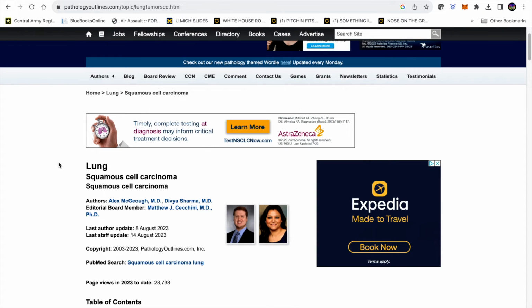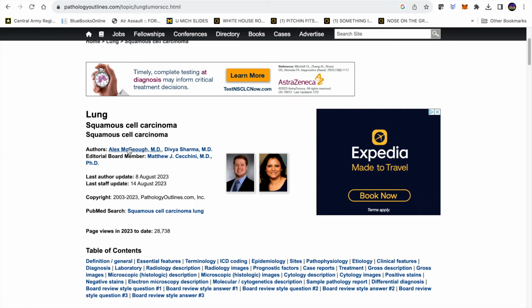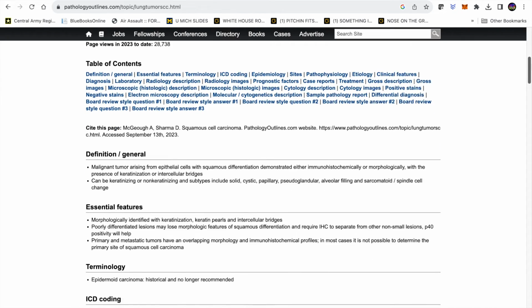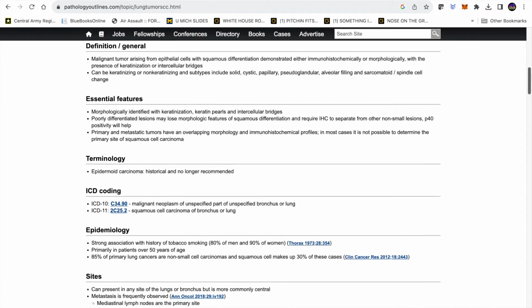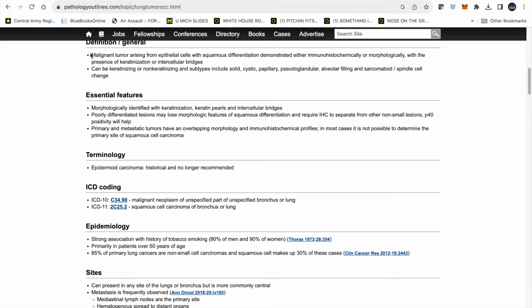All right, so again, I'm going to go to Pathology Outlines for squamous cell carcinoma of the lung. And thank you to the authors for this page. So thank you to Dr. McGow and Dr. Sharma. And my apologies for any mispronunciations. So squamous cell carcinoma of the lung is a malignant tumor arising from epithelial cells with squamous differentiation, demonstrated either immunohistochemically or morphologically with the presence of keratinization or intercellular bridges.